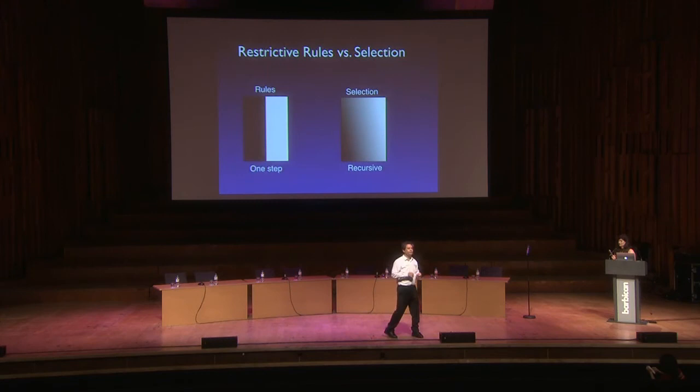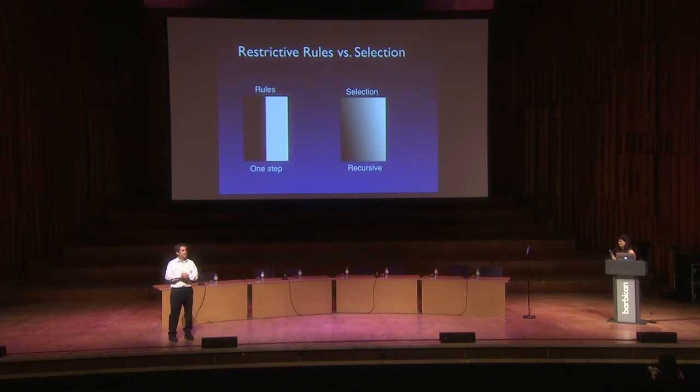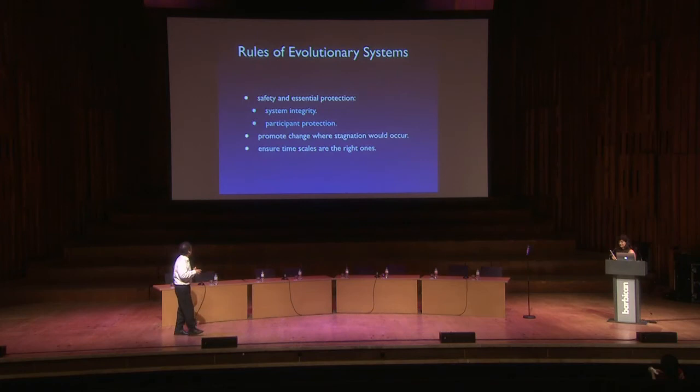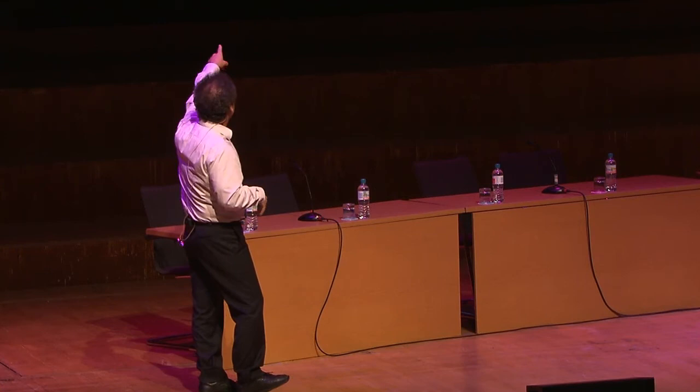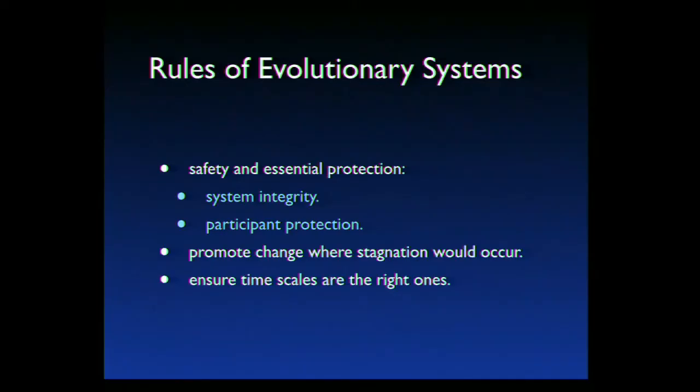And so I said evolution is always a work in progress. Evolution is always changing the organisms around us. You may not be noticing it because they're changing slower than you might like or expect dynamics to take place, but they're all the time changing. It's a fundamentally recursive process. So what are the rules for? I just want to emphasize this, and I think this is quite understood in Wikipedia, that rules are about integrity of the system and the protection of the participants so that they're part of the system.